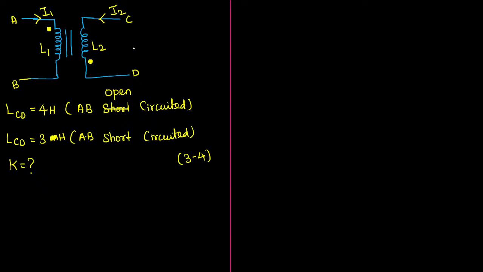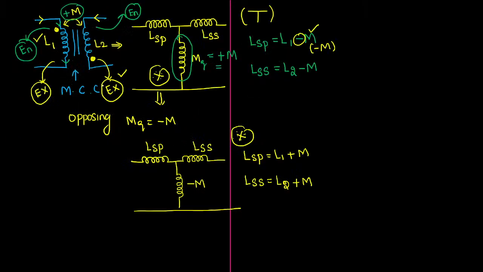First of all, whenever you are facing the transformer circuits, what you have to do? What is the step number one? Can anyone please tell me? Before doing all these things, first identify the dots positions, whether they are opposing each other or attracting each other. So based on the nature of them, you know how to draw the transformer equivalent circuit.